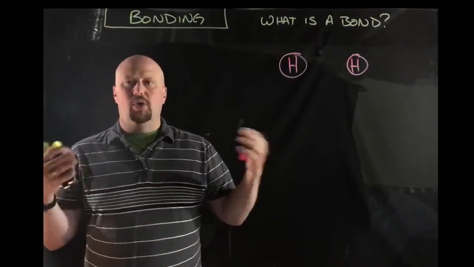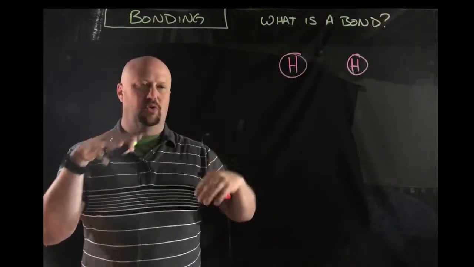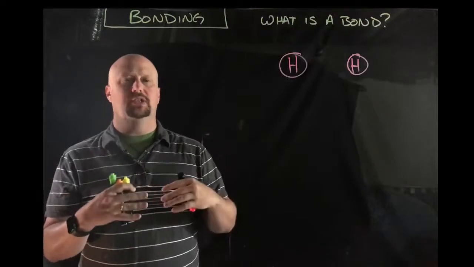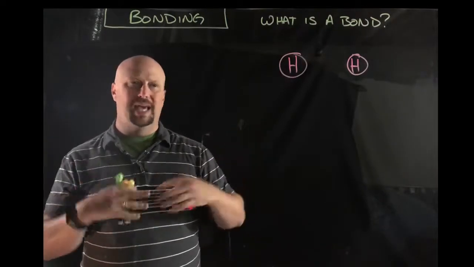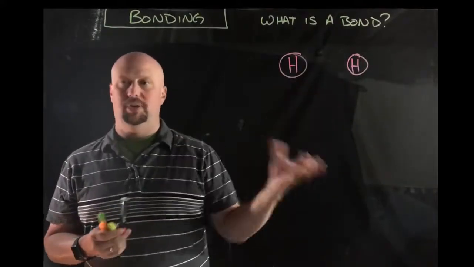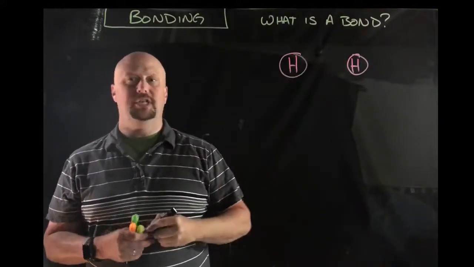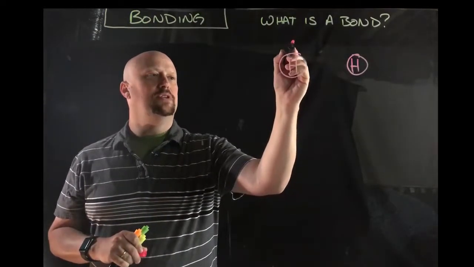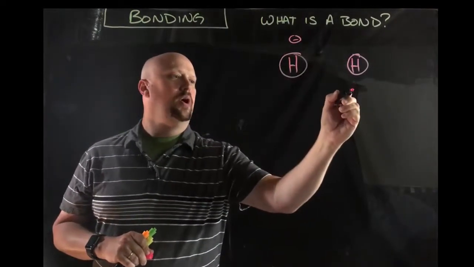So I want to go into a little more detail and show a little graph that will explain what the bond is and how that relates to the length of a bond and the energy in a bond. We're going to take a simple case, a hydrogen-hydrogen bond. So we've got two hydrogens. These are our two hydrogen nuclei, and each of those nuclei has one electron.